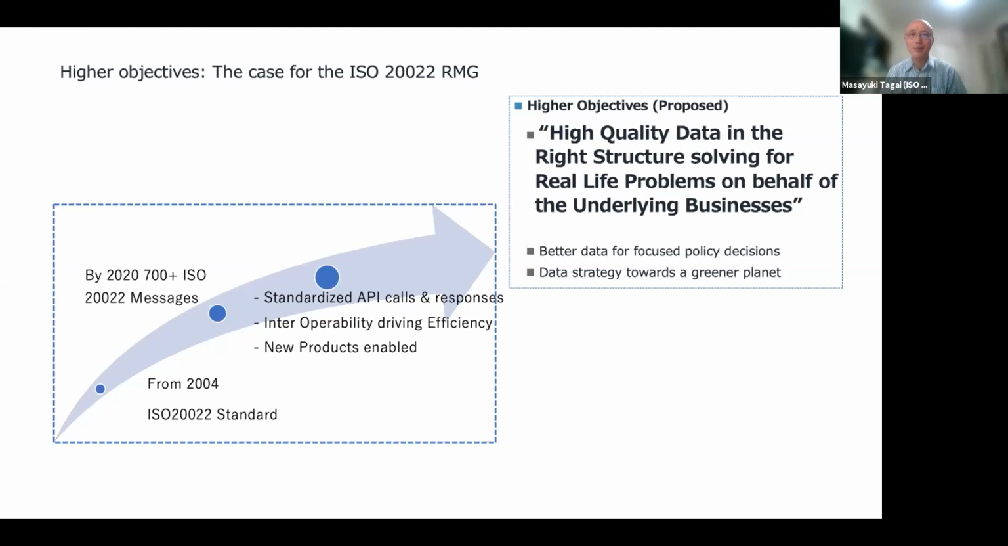And the North Star that I state is that it should be high quality data in the right structure. That was what I used to say maybe up till about April or May. But what I'm adding now is that it really has to solve for real life problems. And it has to work on behalf of the underlying businesses, which means that the underlying businesses have their clients, and this high quality data in the right structure needs to solve for the real life problems of the underlying client.